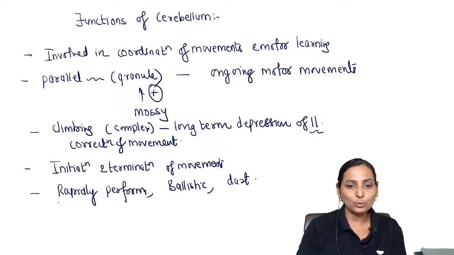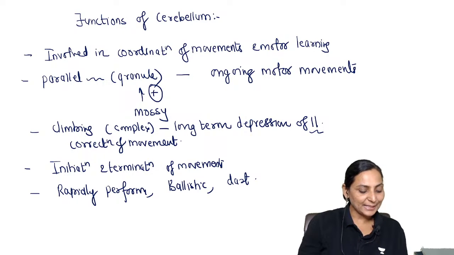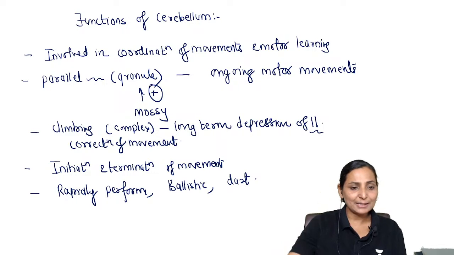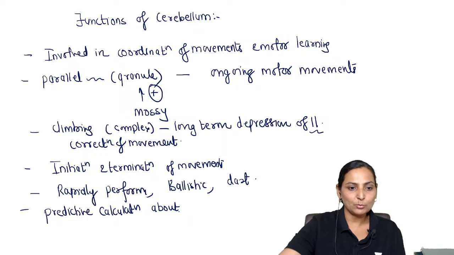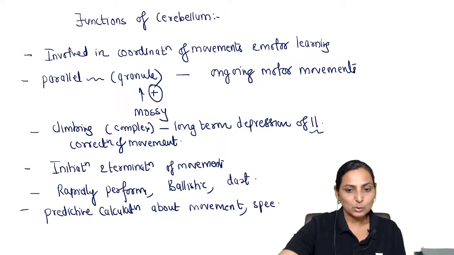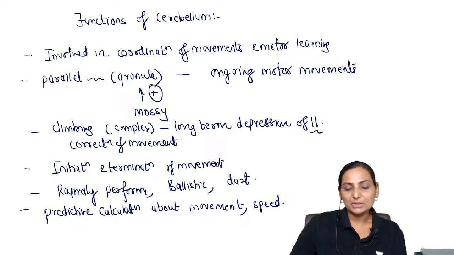And the flocculonodular lobe, as I told you, plays a very important role in balance and equilibrium. The vestibular cerebellum can make predictive calculations about the speed of movement and any changes that are going to be performed in movement, so that corrective changes can be brought about. That means the role of the cerebellum in motor movements is an example of a feed forward, anticipatory correction. Like there is a positive feedback, there is a negative feedback.